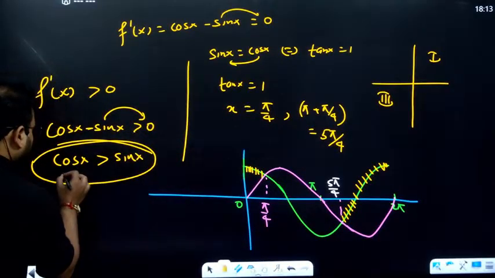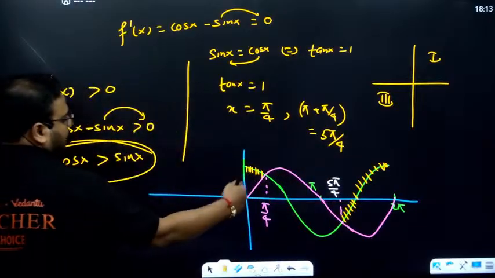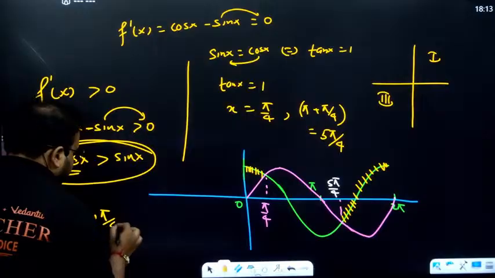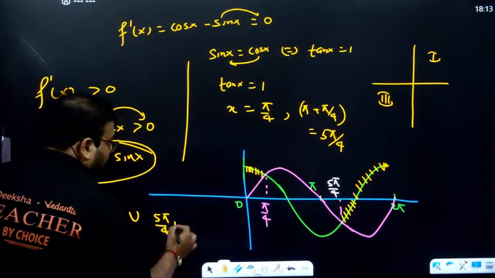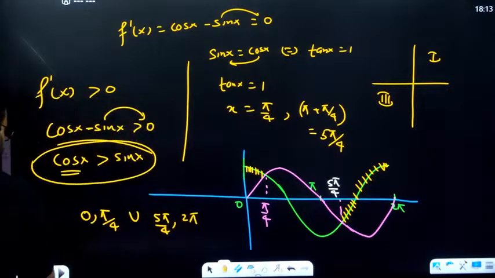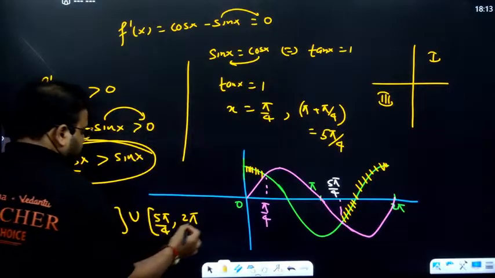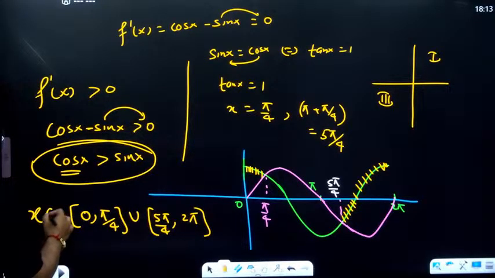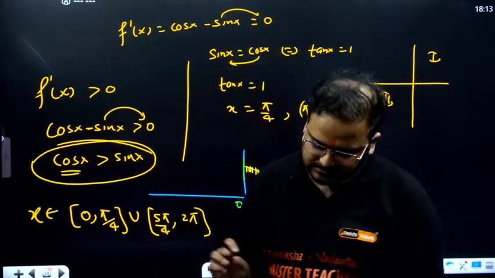I want cos x more than sin x, so the green part should be above the pink part. So basically my interval will be 0 to pi by 4 union 5 pi by 4 to 2 pi. Do I need a closed interval? I can take closed intervals. Let's do that. Is this clear, guys? How many of you got this, or how many of you are still confused?